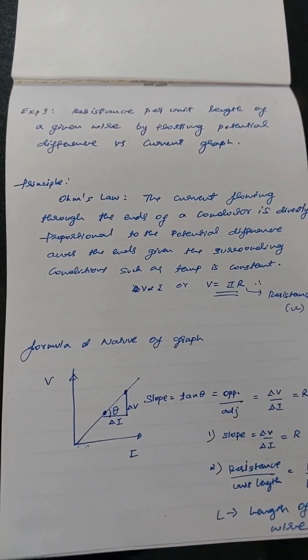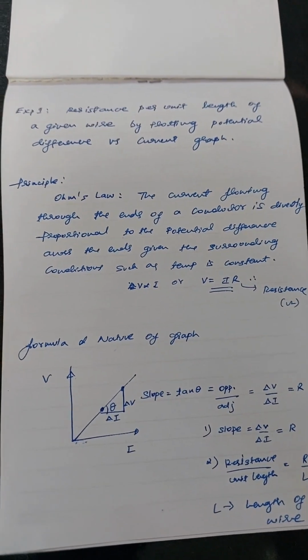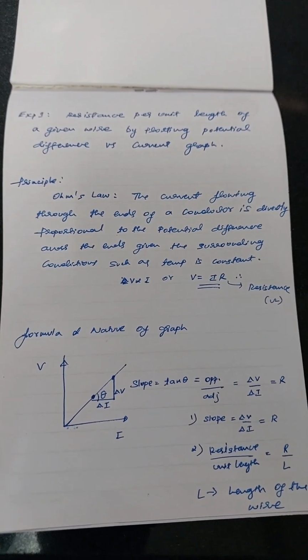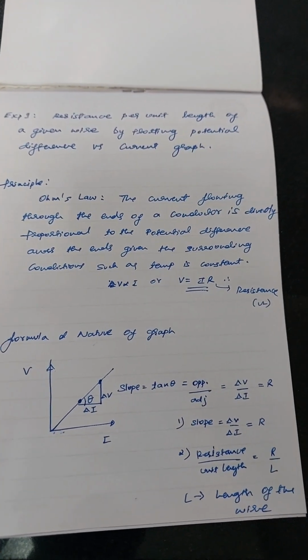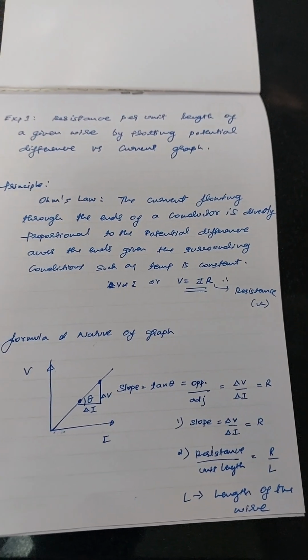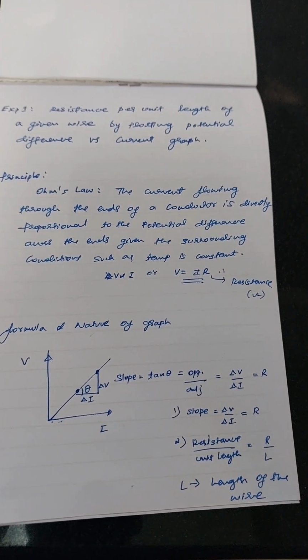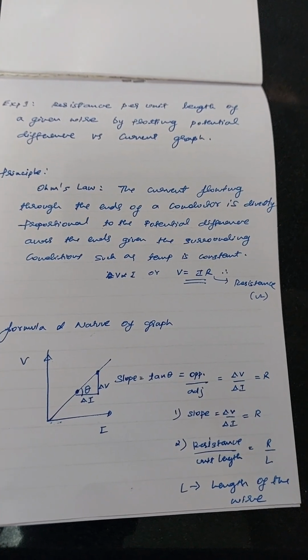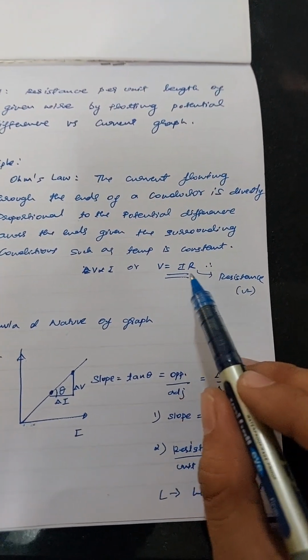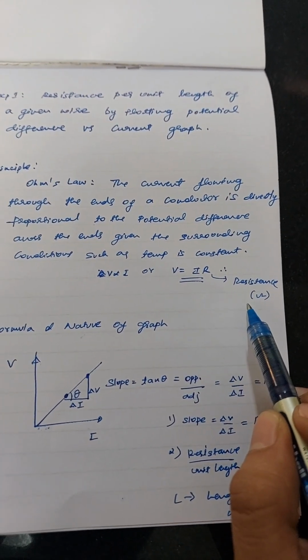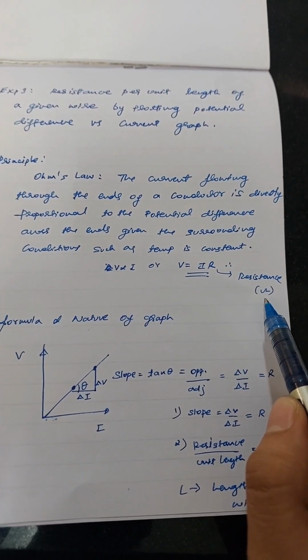So the principle involved is obviously Ohm's law. You have to write the principle, which is: the current flowing through the ends of the conductor is directly proportional to the potential difference applied across the ends of the conductor, given that the surrounding conditions such as temperature are constant. So just write V is equal to IR, where R is the resistance with the SI unit ohms.